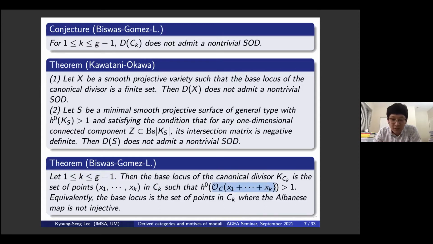In other words, one can describe this locus in the following way. We can consider the Albanese map from the k-symmetric product to the Picard group, and then the base locus is exactly the locus where the Albanese map is not injective. So one can explicitly describe the base locus of this canonical divisor.